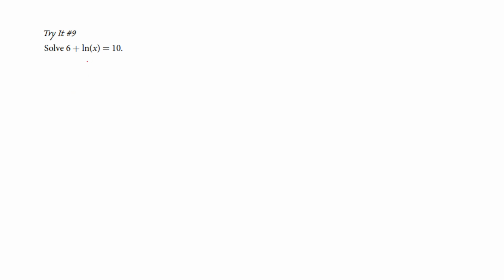So we've got another one here. If you want to work this, we're going to subtract 6 from both sides. And I've got the ln of x. I've gotten the difficult portion isolated, and now I have it alone.